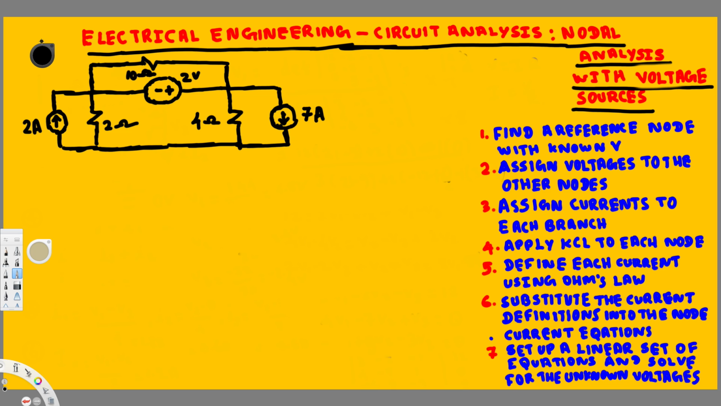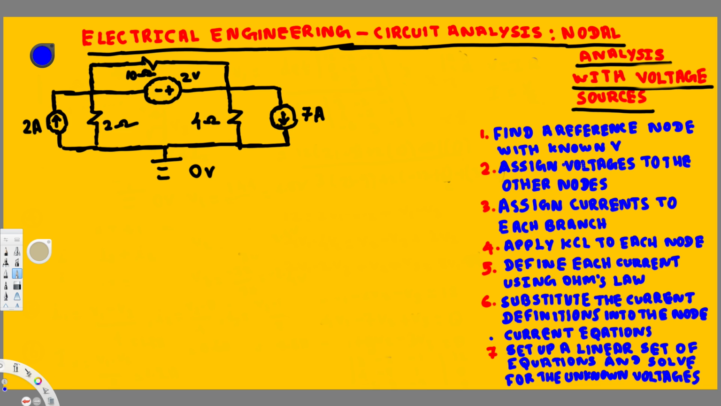What's going on, guys? Let's try this problem right here. Here we are going to use the nodal analysis method to find the unknown voltages. To do that, we have to follow all 7 steps. The first step is to find a reference node with known voltage. The best thing to do is connect the bottom part to the ground. If you connect this to the ground, this is going to be 0 voltage, right? So we don't have to worry about the bottom part anymore.